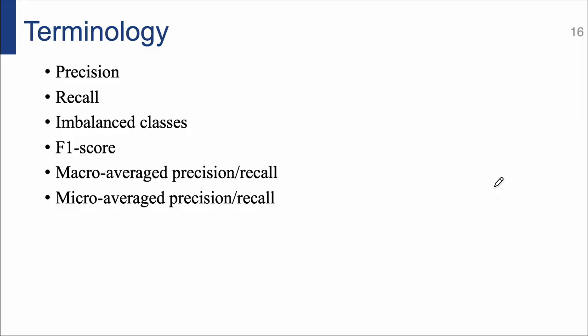Therefore, what we discussed in this video are the notions of precision and recall. They are beneficial to use when we have imbalanced classes. The F1 score meshes these two numbers, and you also saw 2 averaging variants, the micro and the macro, to compute the precision and the recall of the full confusion matrix.